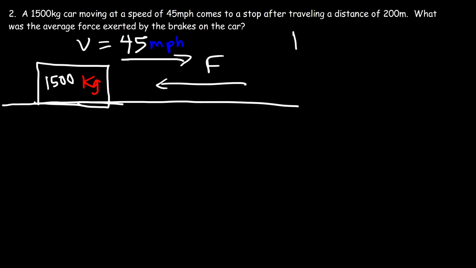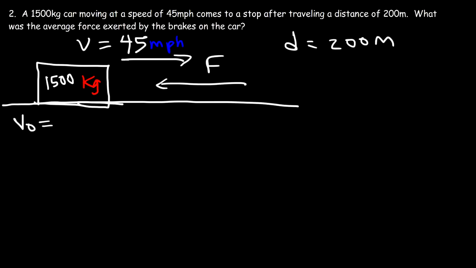Now, it's going to take a stopping distance of 200 meters to slow it down completely to a stop. So our goal is to find the average force. So if we could find the acceleration, we could find the force. So let's make a list of what we have. We know the initial speed is 45.